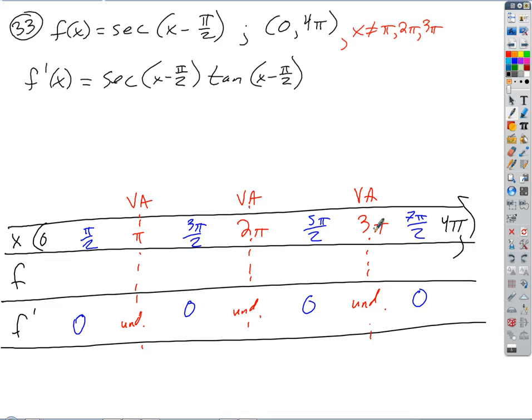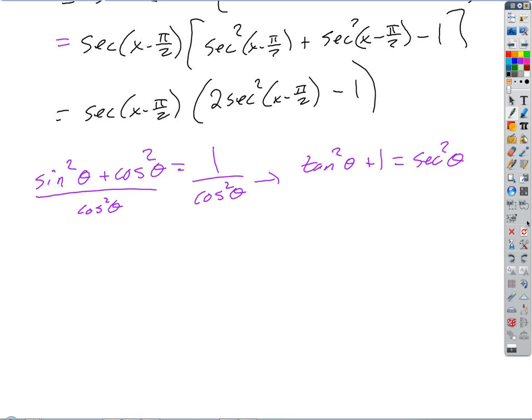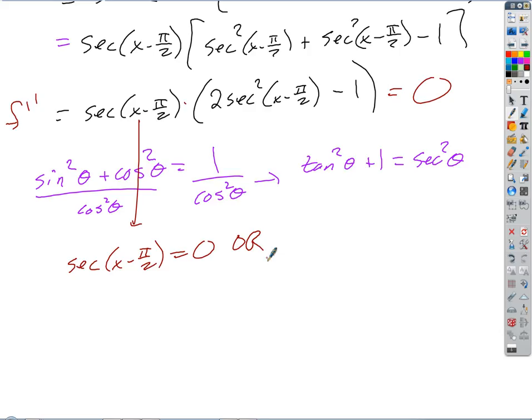So all we have to do then is just find out where the second derivative is equal to 0, right? But this is already factored. So when we set the second derivative equal to 0, we know where those are going to happen. It's going to happen where secant equals 0, right? By applying the zero product property, where this factor equals 0 or where that factor equals 0. So where does secant of x minus pi halves equal 0? Or where does 2 secant squared x minus pi halves minus 1 equal 0, right? And we'll just solve that.